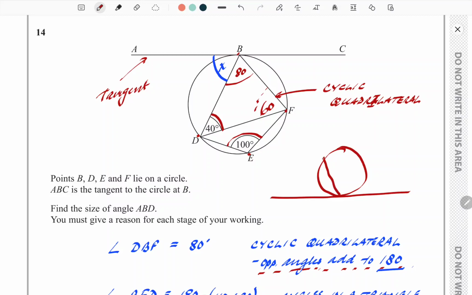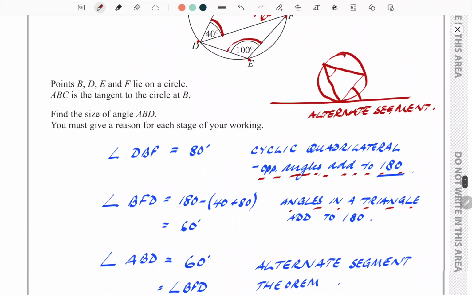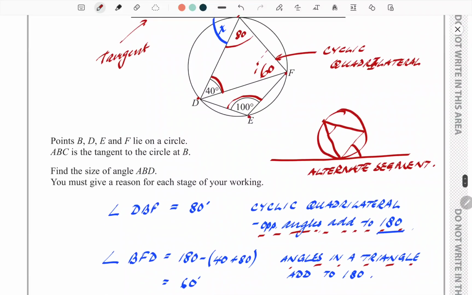Okay, if you have a diagram like that, this angle will always be equal to that angle. That's called the alternate segment theorem, which I've stated in the solution.